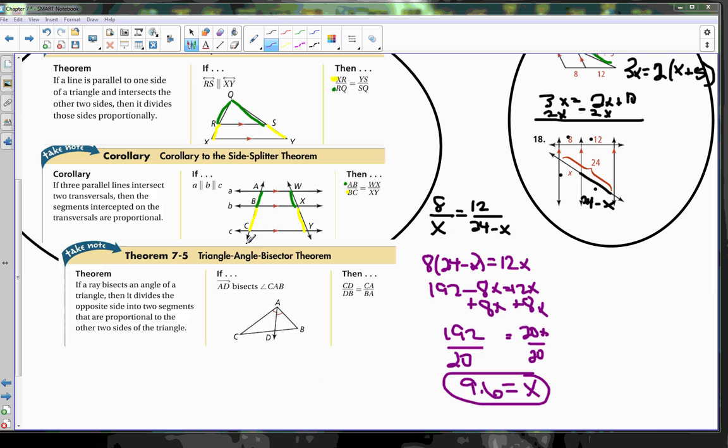All right, before I let you go for sure, I want to just reiterate the triangle angle bisector theorem, which wasn't on the original one. If a ray bisects the angle of a triangle, then it divides the opposite sides into two segments that are proportional. So for here, it would mean, because this is a bisector, that CD over DB is proportional to CA over BA.